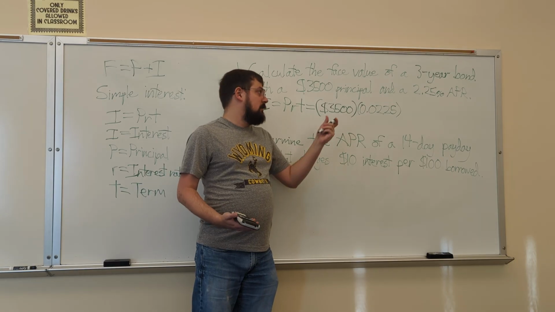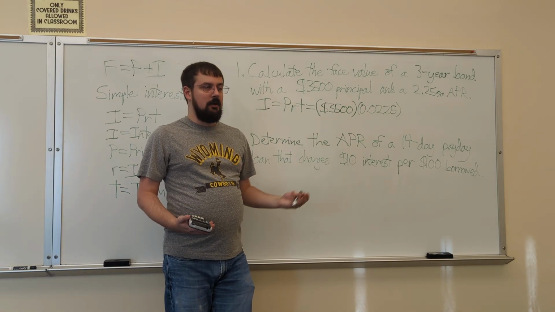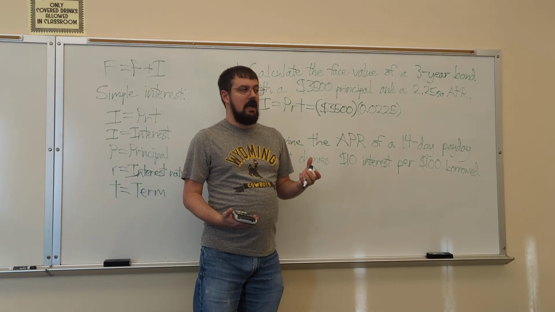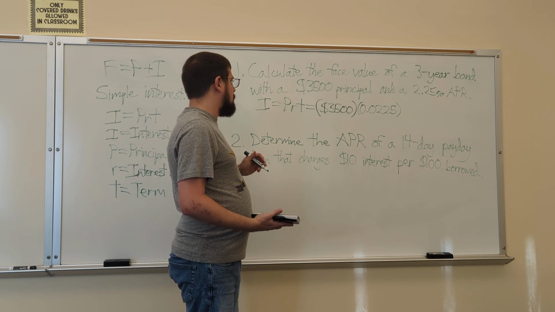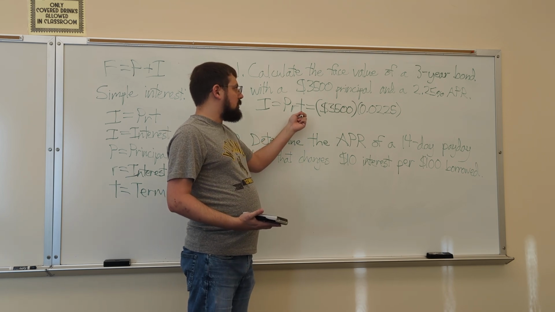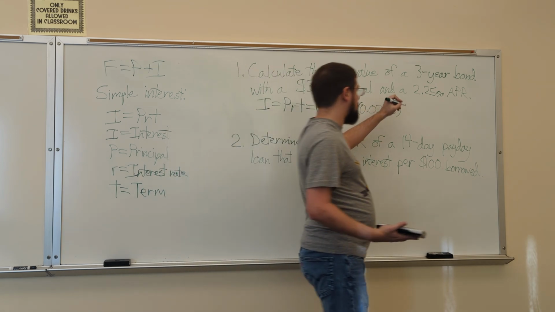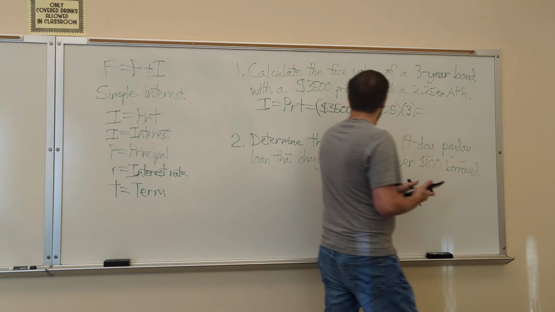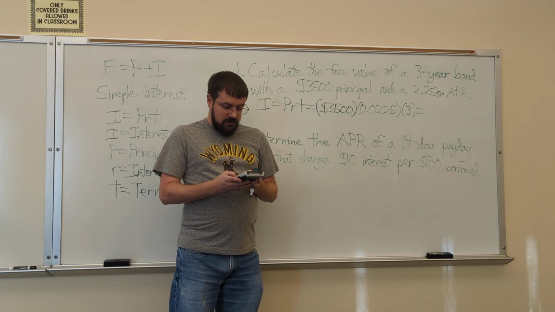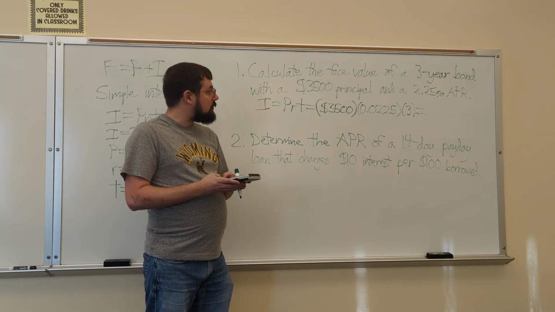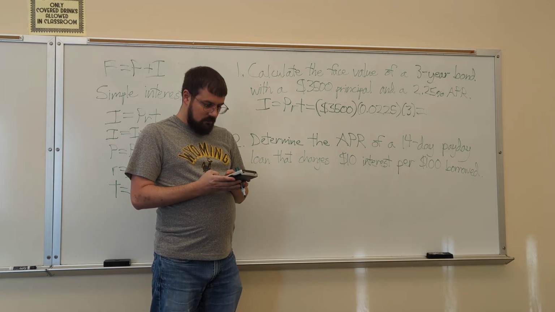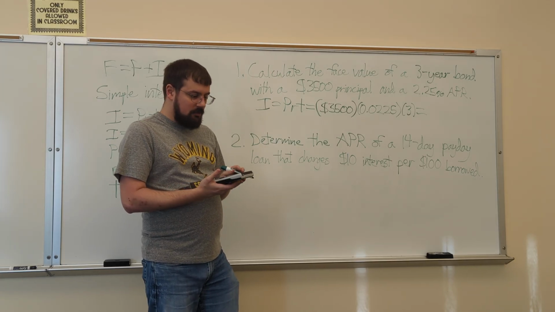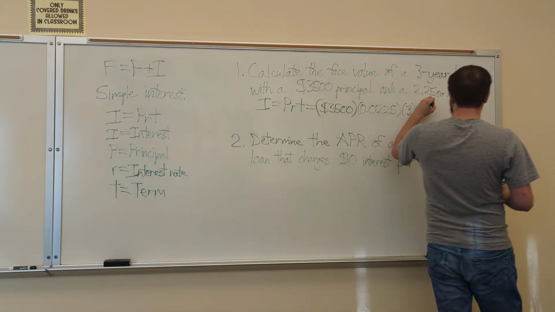If you want an overview of how we do that, the last video has an explanation of that. And then finally, T, our term, is 3 years. So this is going to be 3. So what we get from this is that our total interest earned is going to be $236.25.